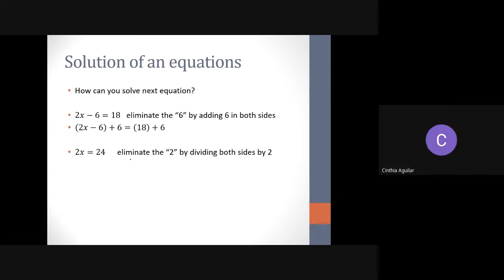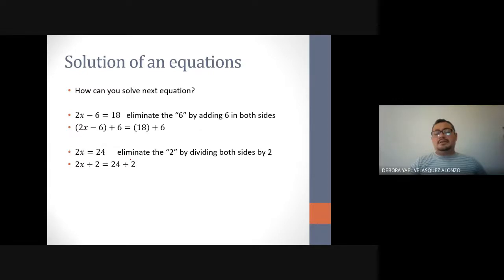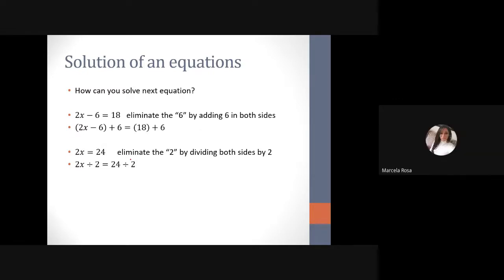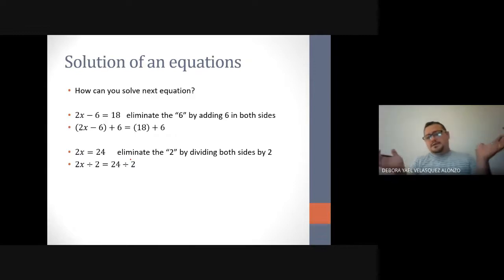Yeah, you have to divide 24 by 2. Exactly. And 2x by 2. Yes. You got now, how is the idea of keep the balance? And yes, this is honestly the way we have to work with.